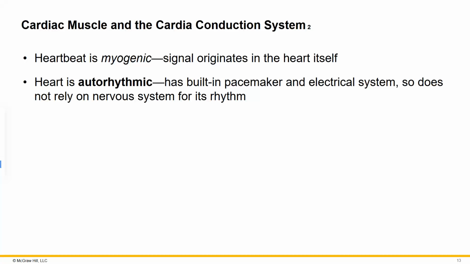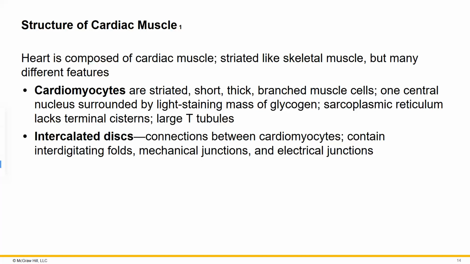Heartbeat is myogenic. The signal originates in the heart itself. The heart is autorhythmic, has a built-in pacemaker and electrical system, so it does not rely on the nervous system for its rhythm. The heart is composed of cardiac muscle, striated like skeletal muscle, but with many different features. Cardiomyocytes are striated, short, thick, branched muscle cells. One central nucleus is surrounded by a light-staining mass of glycogen, sarcoplasmic reticulum, and large terminal cisterns, or large T-tubules.